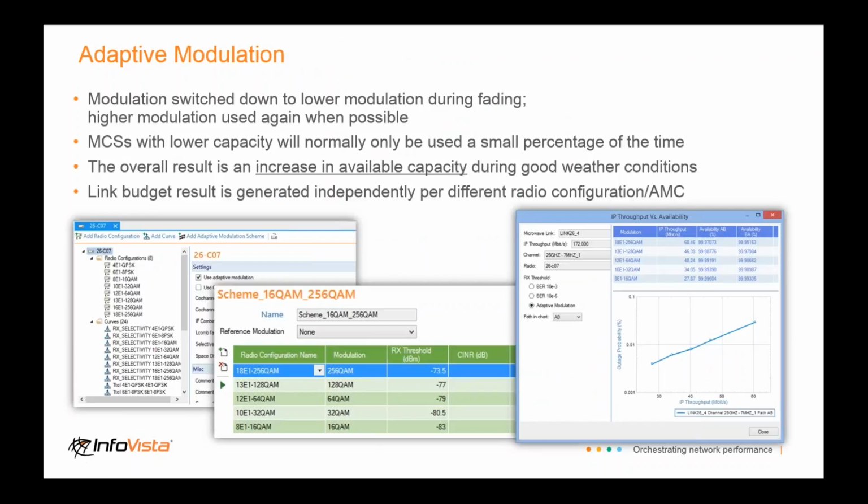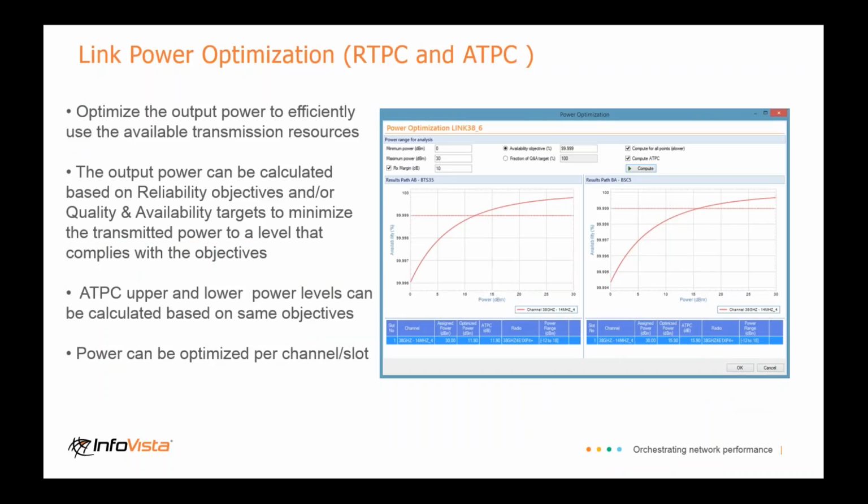Okay, adaptive modulation, which is what I showed you here. And here's some of the information on IP throughput versus availability. This is, of course, part of the transport module, but just to give you a hint on what you can do with it. Okay, this is the RTPC and ATPC option or feature where you can actually use a tool to calculate what the optimal output power should be so that you're minimizing interference onto other links.